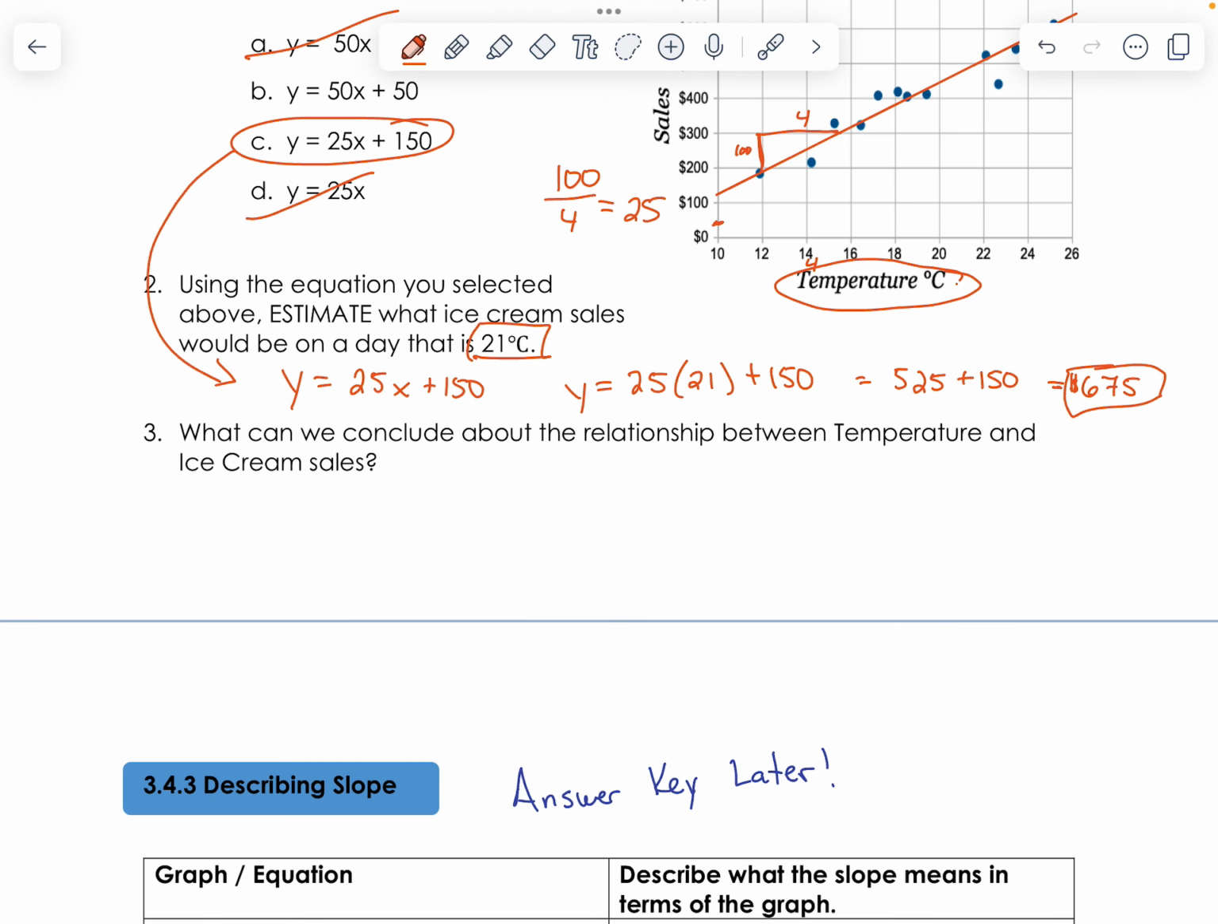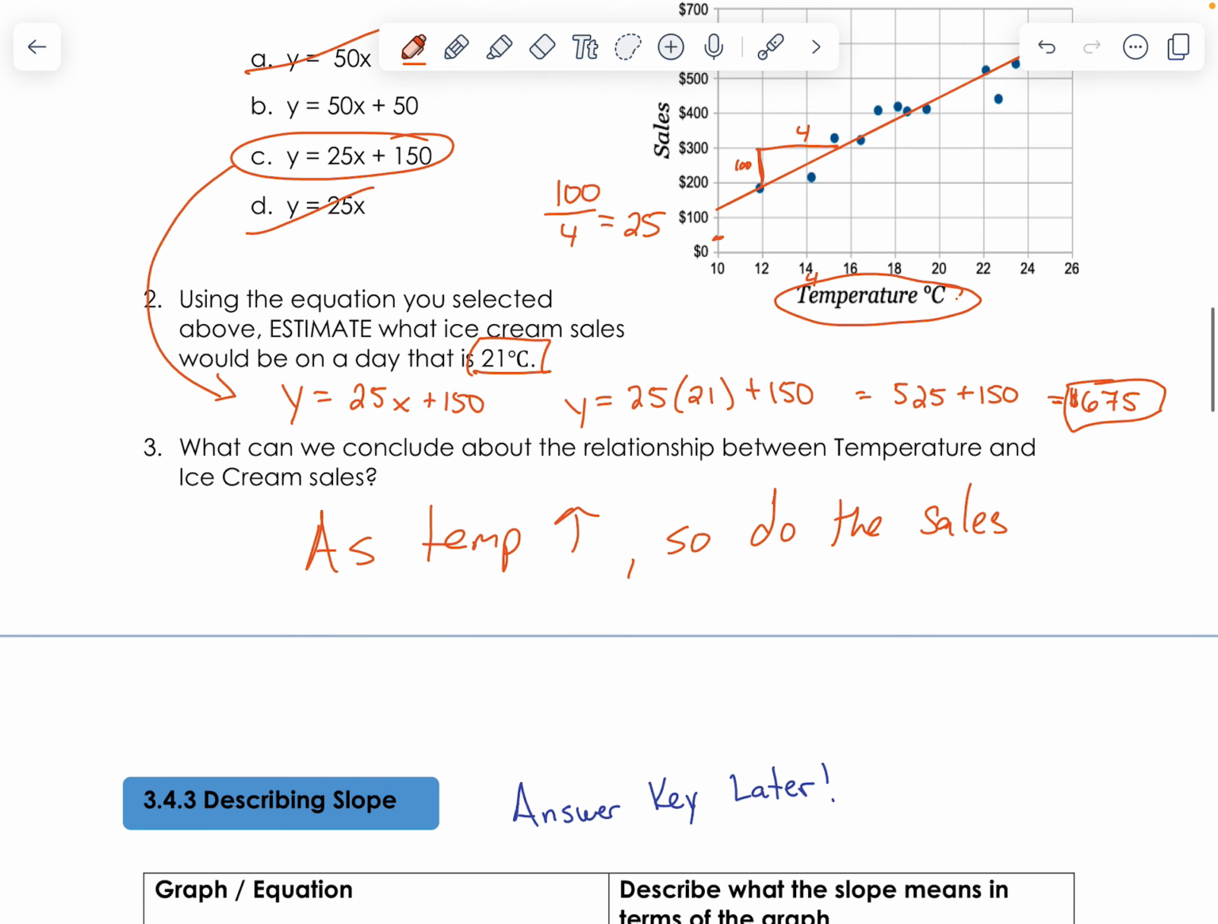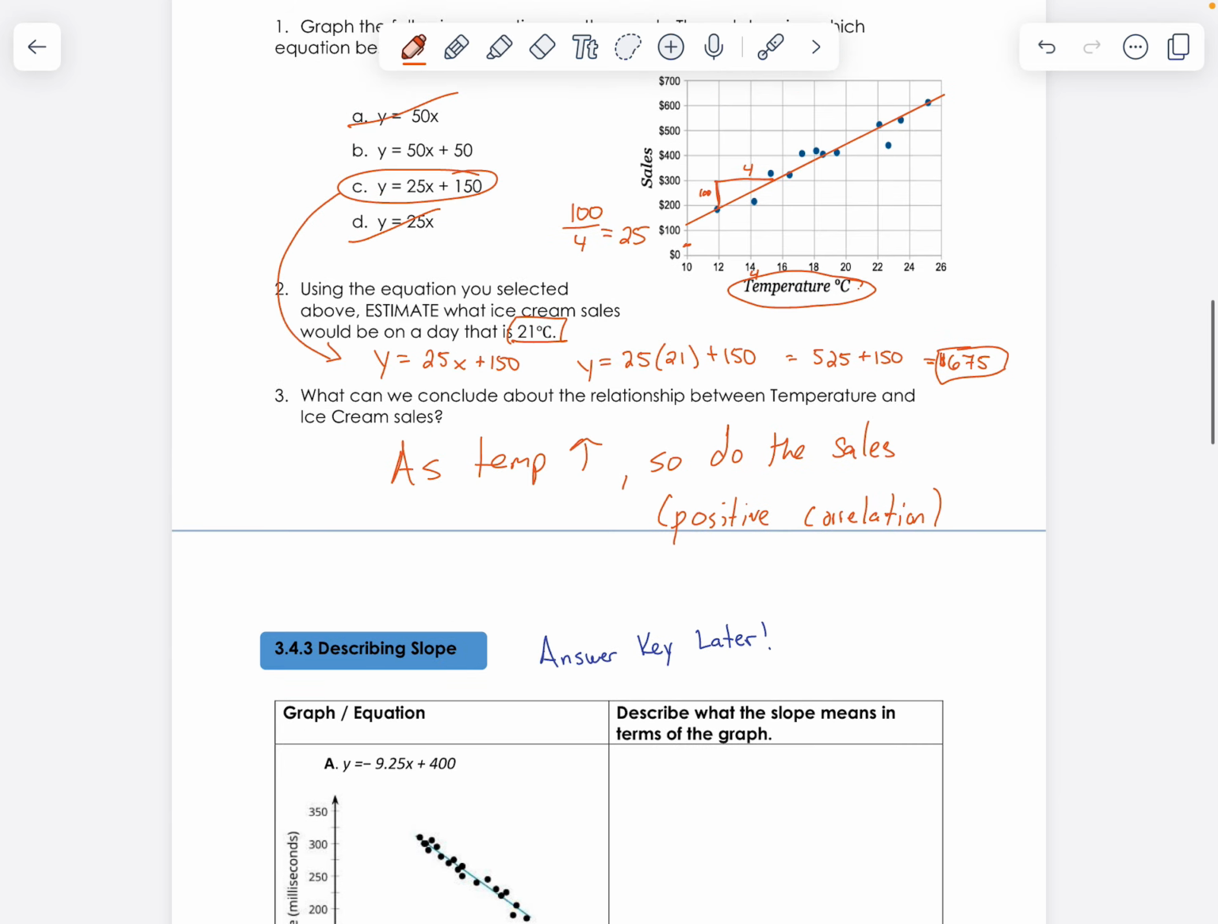Okay. What can you conclude about the relationship between temperature and ice cream sales? So looking at this graph, as the temperature is increasing, what's happening to the sales? Is it going down? Is it going up? Well, as the temperature increases, ice cream sales go up, right? So as temp increases, so do the sales. And we would call this a positive correlation, which we'll come back to later, because it's a positive slope.